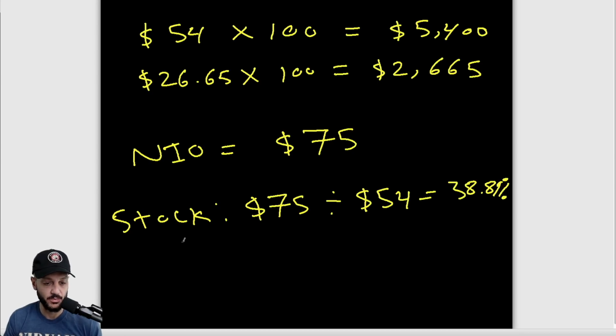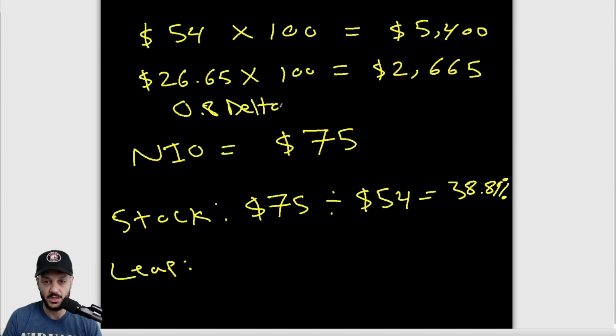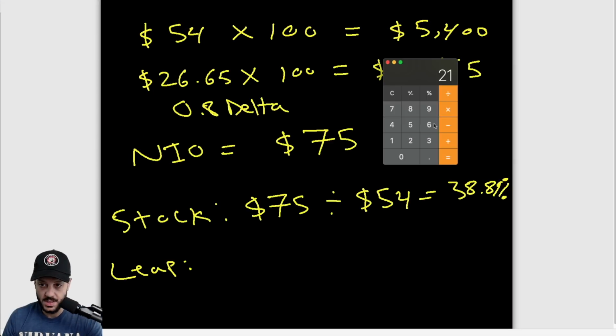Wow, that is really sloppy in profit. Now, here is what the LEAP would generate for the same exact move. NIO, the stock increased by $21, right? Remember, this LEAP has a delta of 0.8, which means that for every dollar that NIO goes up in stock price, the option goes up by 80 cents. So naturally, a $21 move times 0.8 means that the LEAP moved up $16.8.